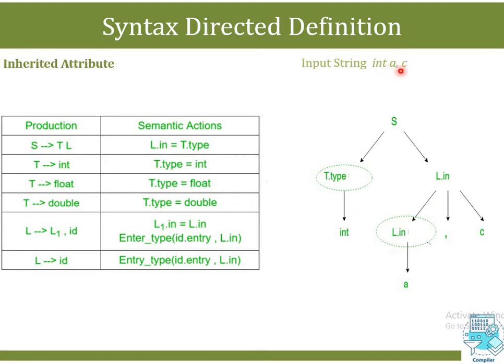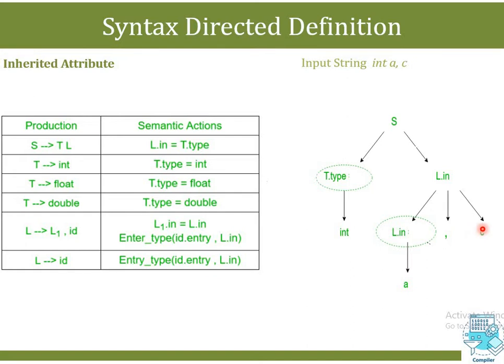Since we have two variables declared here, again we use the production L tends to L1 comma ID. Now it will be matching. When you compare with your input string, this node T will take the value int, L will be a, and here it will be c. Now this is a parse tree.